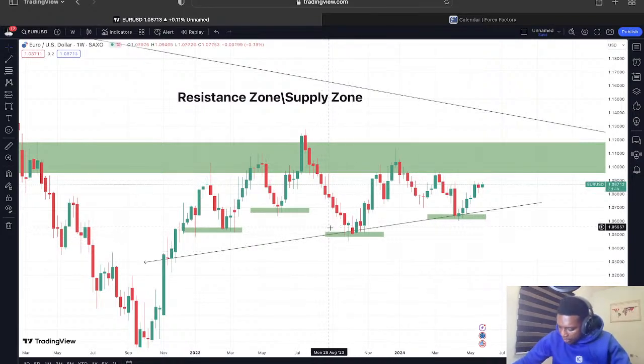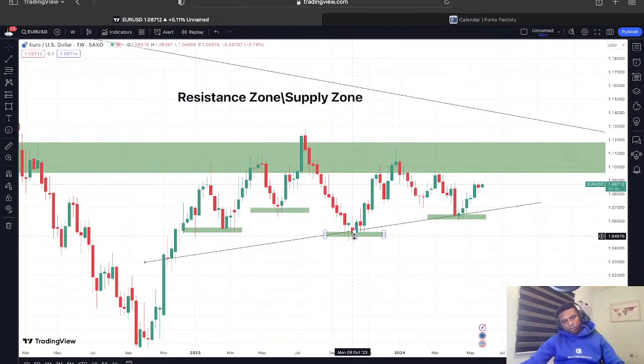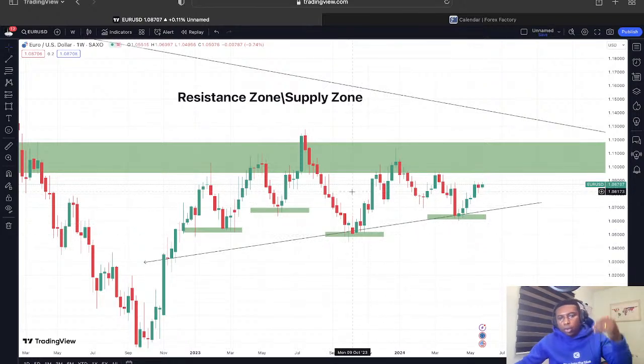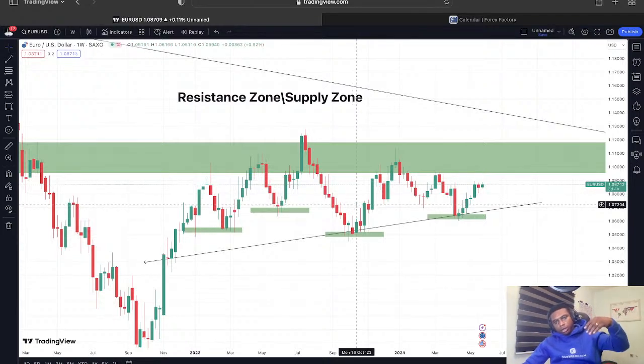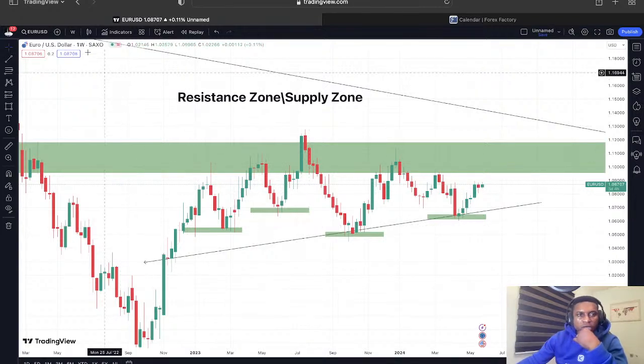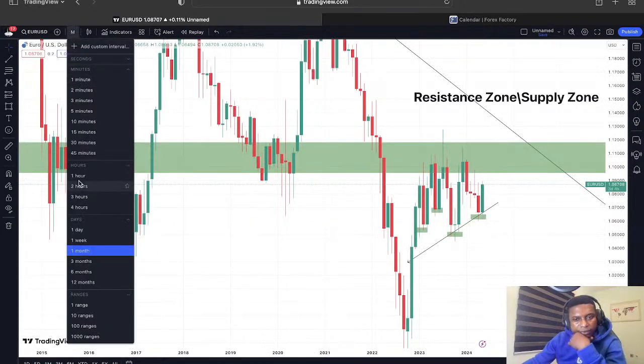Right now, we've been able to map out some of the support zones. Okay, we're able to mark up some of the support zones. These are zones that when price gets to, it respects them. Okay, then this would help us to know where price would most likely experience a pullback, or a consolidation. So let's go down to the daily time frame.